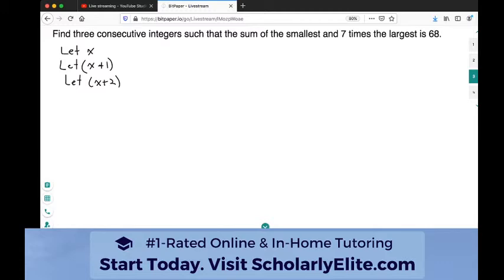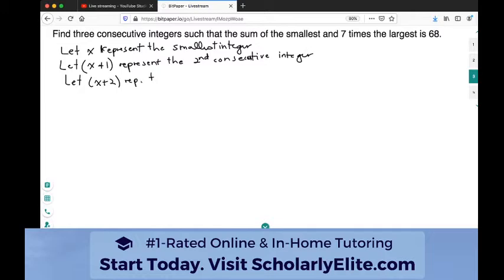Okay, so let x represent the smallest integer, let x plus 1 represent the second consecutive integer, and let x plus 2 represent the third consecutive integer.